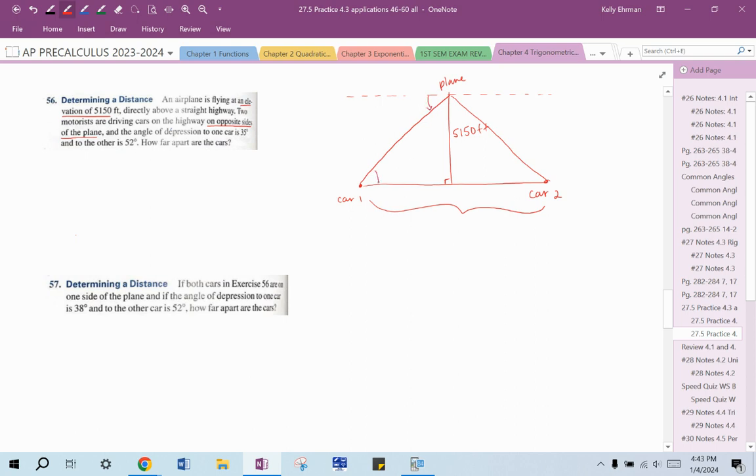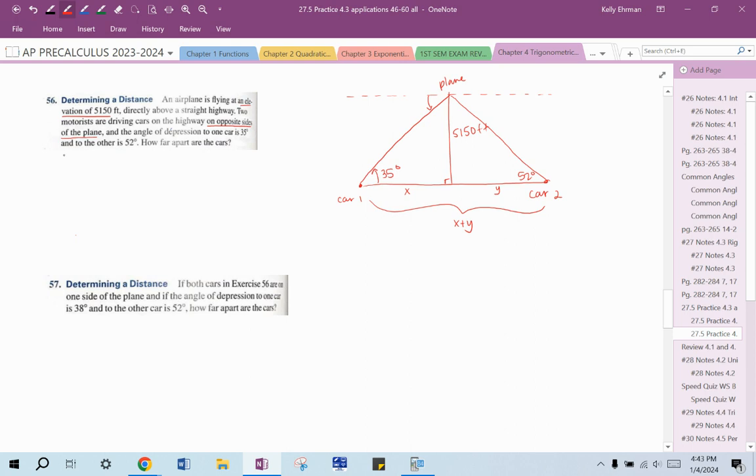So they equate to angles of elevation inside of the triangle. Those are alternate interior angles. So one of these can be 35. It doesn't really matter the way I drew it. And one of these can be 52. If I can find the horizontal leg on both triangles, then I will have the total distance. So I'm going to call this one X and this one Y. And then the X plus Y will be the total distance for how far apart are the cars.